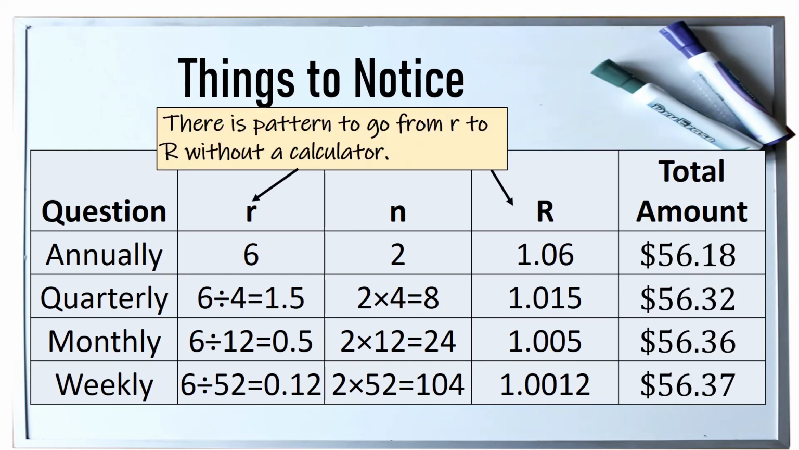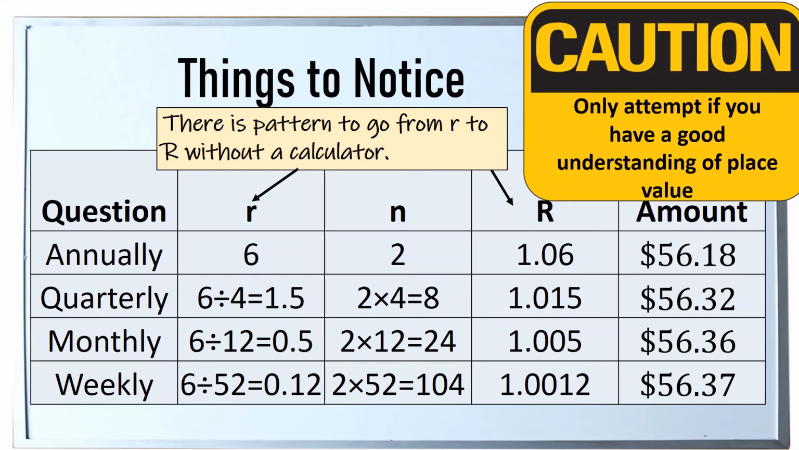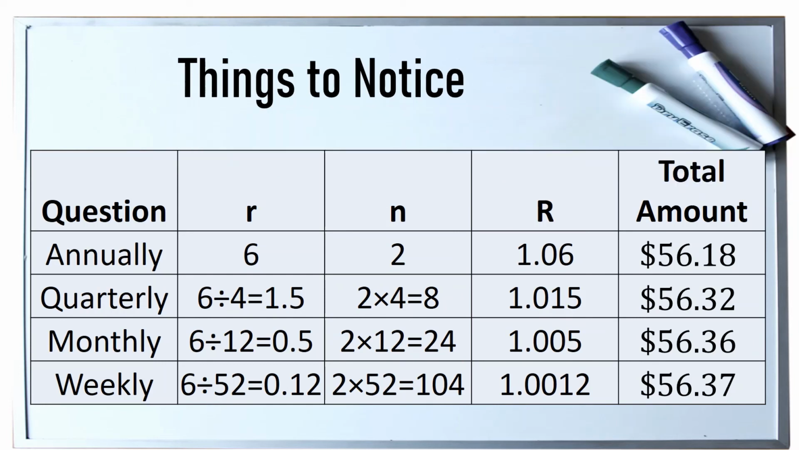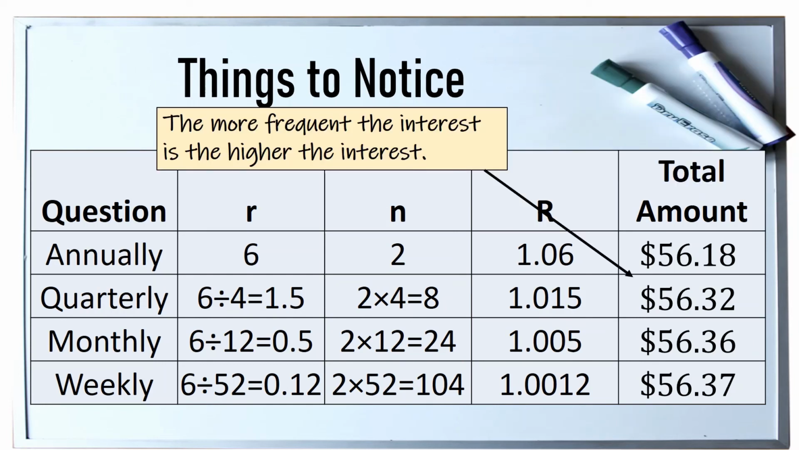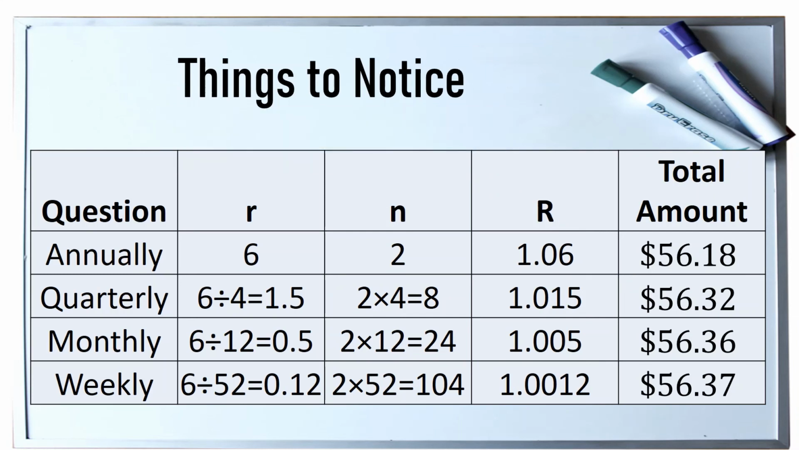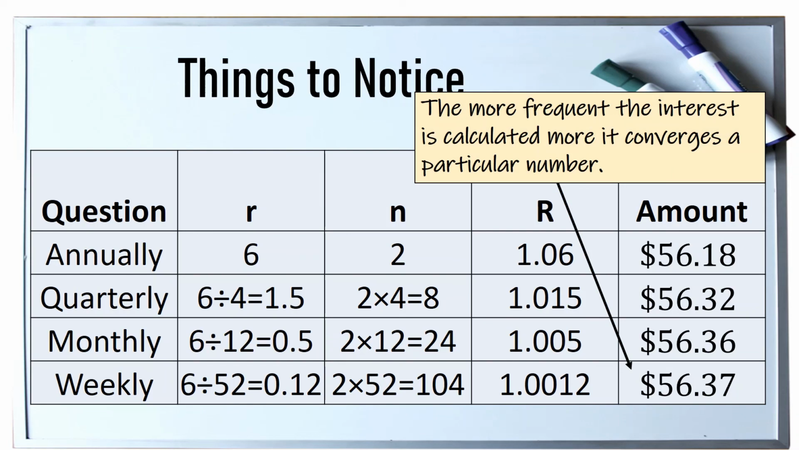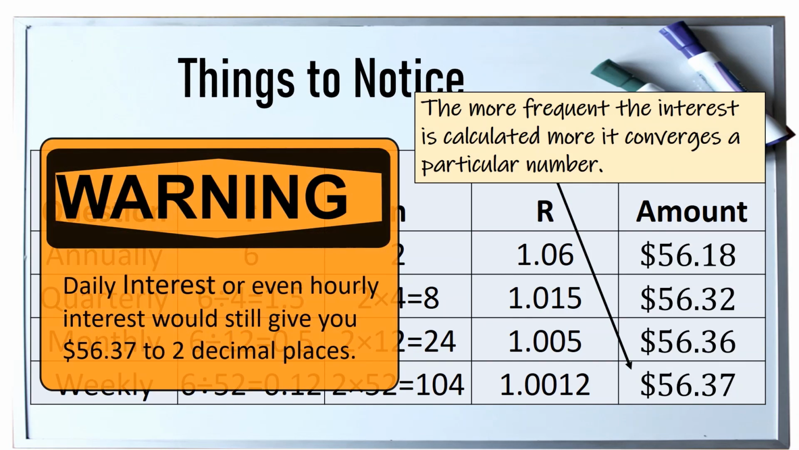There is a pattern to go from lowercase r to capital R without a calculator, and some of you will be able to figure this out for yourselves. However, only attempt this if you have a good understanding of place value. You might notice that the more frequent we calculate the interest, the higher the total amount ends up being. However, it converges on a particular value. For instance, if we worked out daily or even hourly interest, we'd still get $56.37 to 2 decimal places.